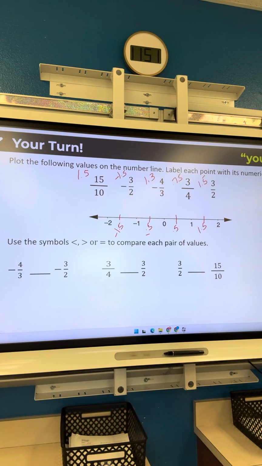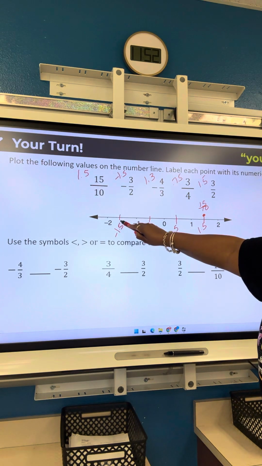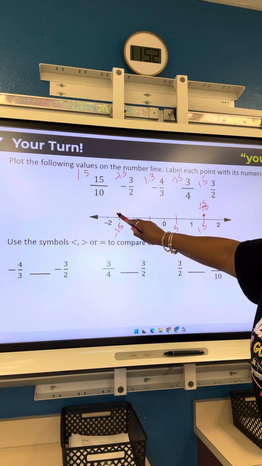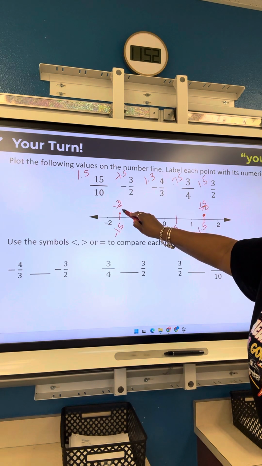So 15 tenths as a decimal is 1.5. So I'm going to find it over here, 1.5. I'm going to plot it. Remember, when we graph or plot, we put a dot, and I'm going to write the original fraction. Then we have negative 3 halves, which is negative 1.5. I find negative 1.5 over here. I'm going to put a dot. I'm going to write negative 3 halves.